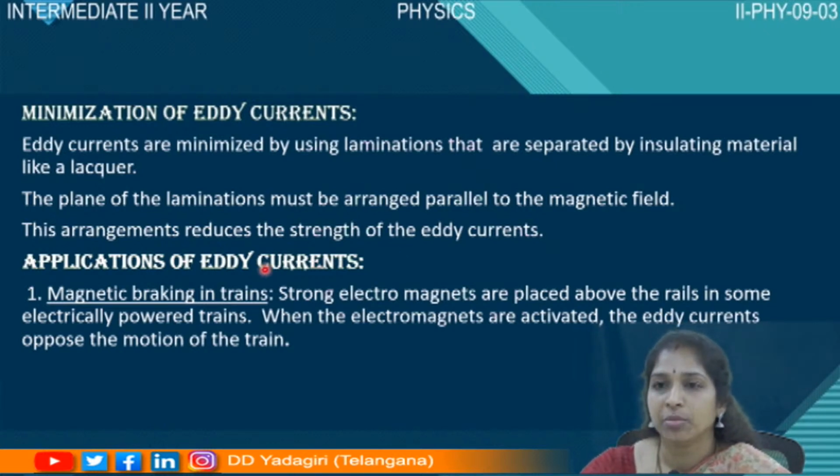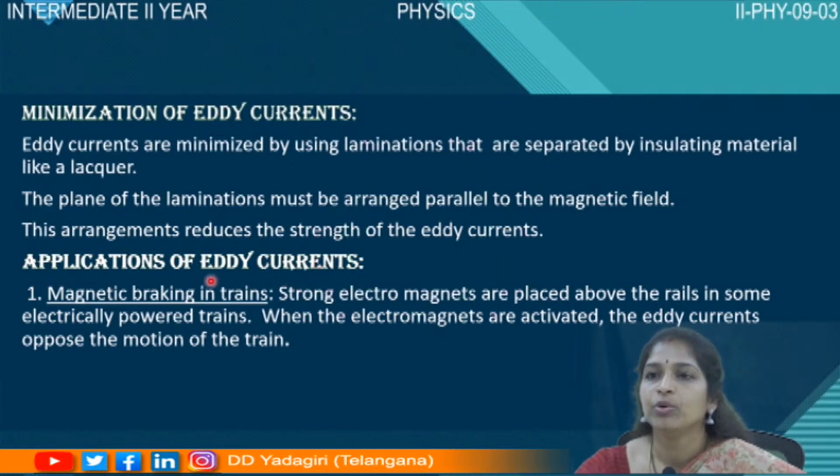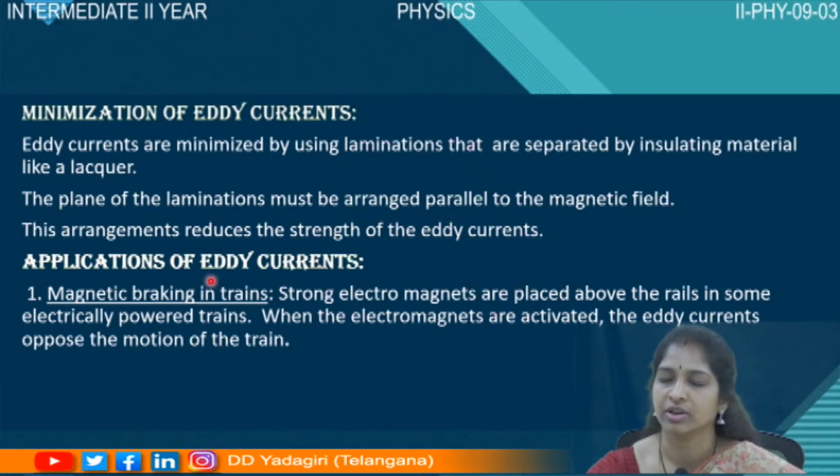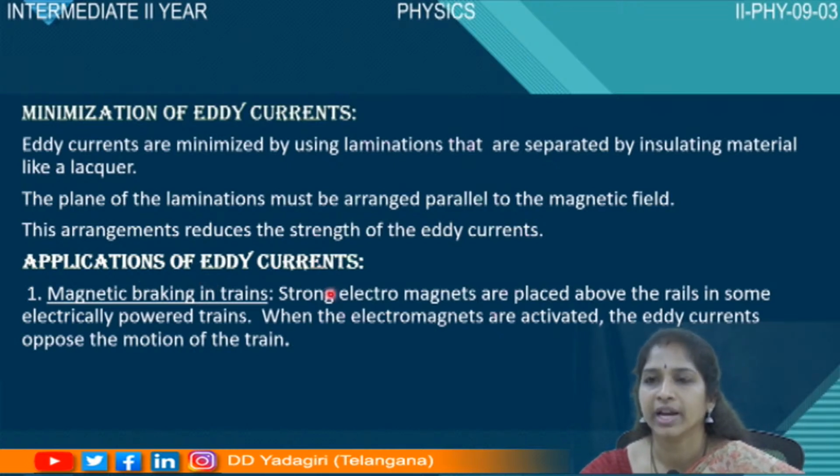I told you already in the beginning, even though these eddy currents are undesirable, they are used in a few applications. So what are the applications of eddy current? The first application is magnetic braking in trains. It is automatic braking, so that means manual operation will not be there. With the help of these eddy currents, this magnetic braking in trains is possible.